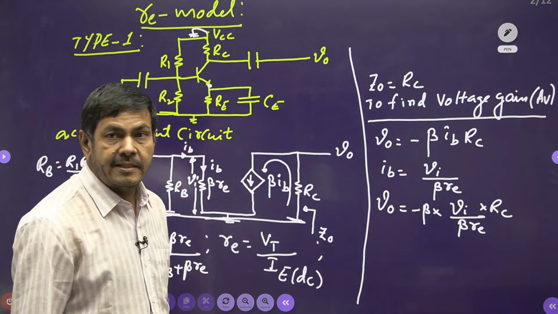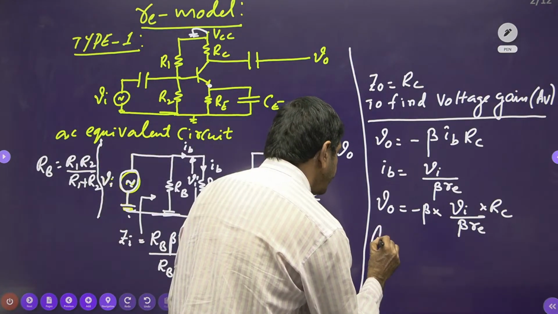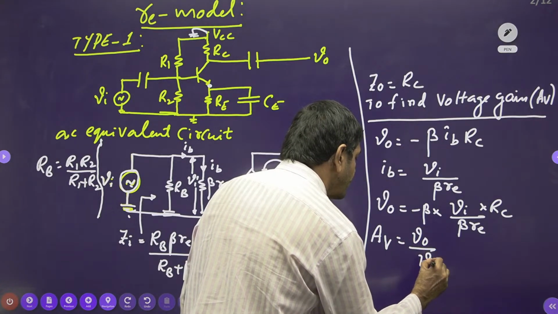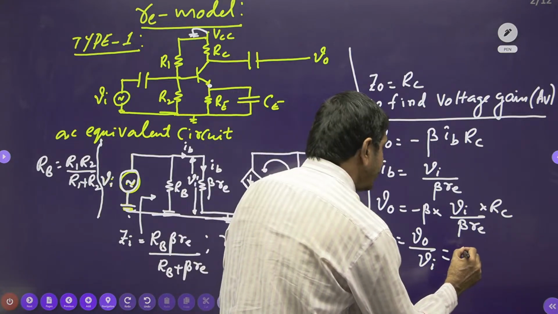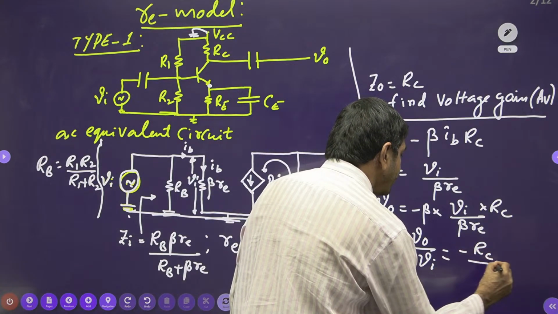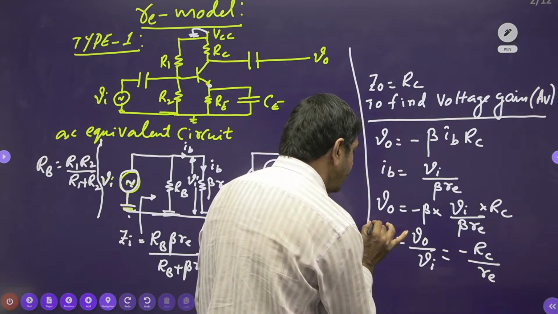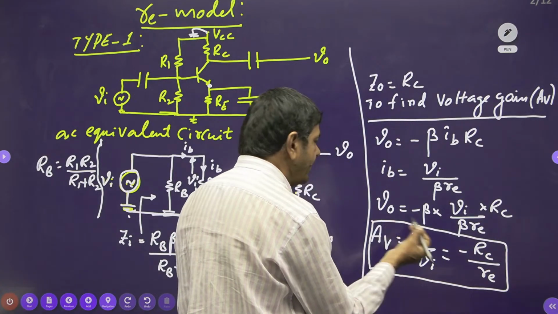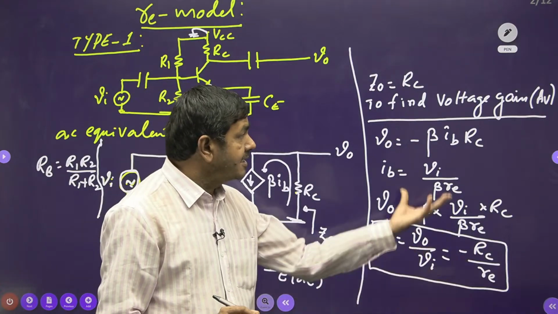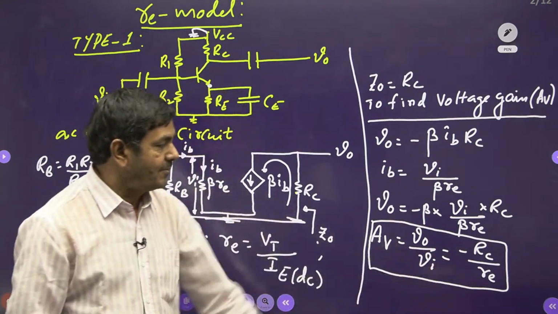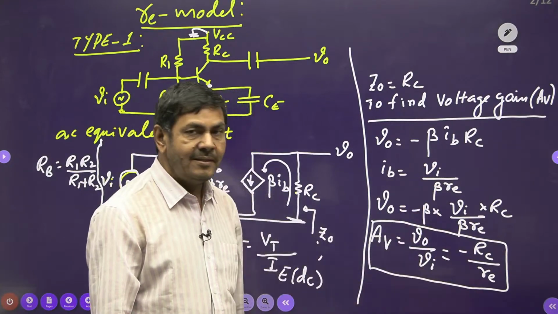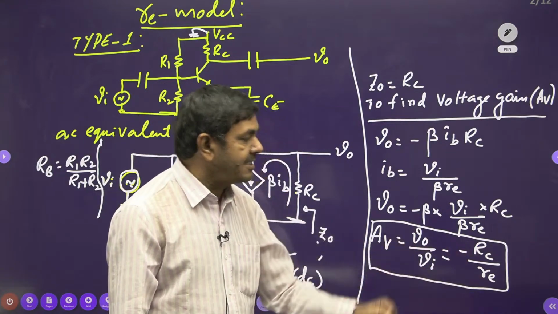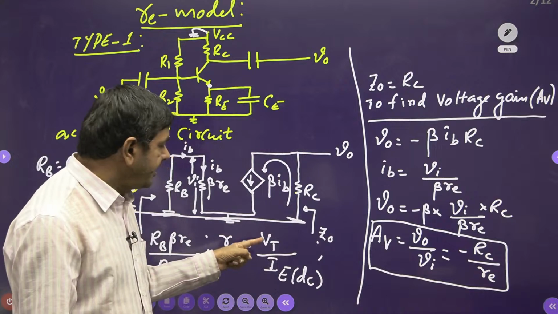The beta here I can cancel. I want voltage gain, which is V naught by Vi. Beta cancels, so I get minus RC by Re. The students must remember this formula. Sir, I will not remember the formula. Yes, then derive it. You must derive it; it doesn't take more time. Once you get this formula, directly you can use it. That means when RC and Re parallel to C are given, voltage gain can be calculated by minus RC by Re, where Re is Vt by IE.